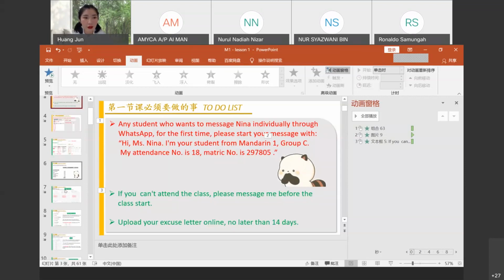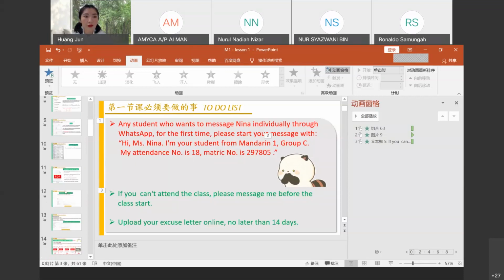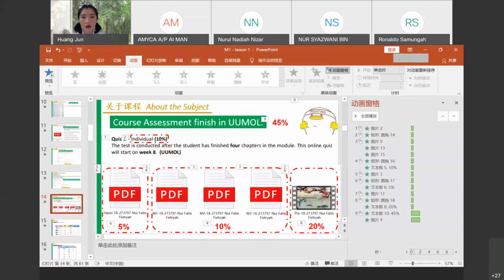After that, as you can check on the slide, we have 45 marks for the coursework you have to submit in online learning. You have to finish it in online learning. So these kinds of things. Make sure you check the video and mark all the important things.